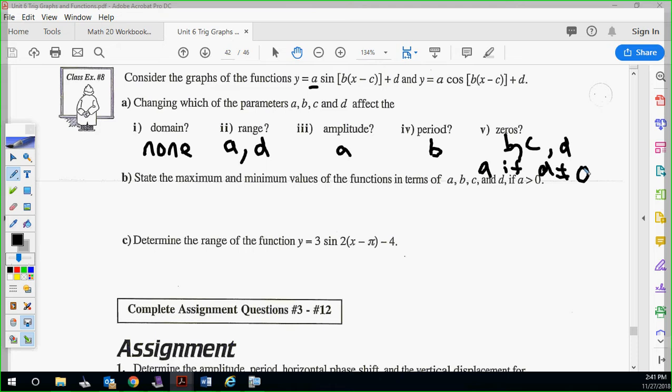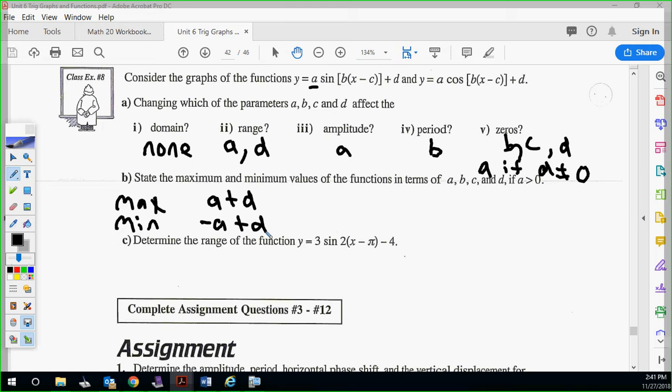State the max and min values of the functions in terms of A, B, C, and D, if A is greater than 0. So essentially your max will be A plus D. Your amplitude plus your vertical shift, whatever that is, that's where you're going to be for your maximum. Your min will be negative A plus D. So your amplitude flipped plus whatever you do. And that D can be a negative number. So if your amplitude is 6, but you move down 2, it's 6 minus 2 for a max of 4. So the D can be positive or negative.